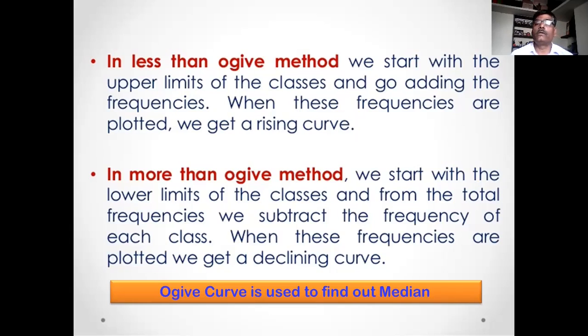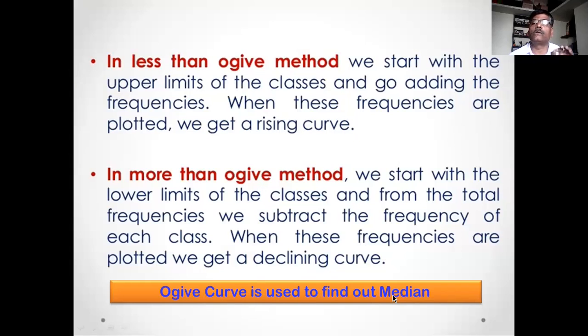In the case of the more than frequency method, we start with the lower limit of the class, and from the total frequencies, we subtract the remaining frequencies. By adding, we calculate the less than frequency. By subtracting, we calculate the more than frequency curve. In the more than frequency curve, the frequency values are plotted in the graph, and the graph is a declining curve. These two curves are useful for calculation of median.